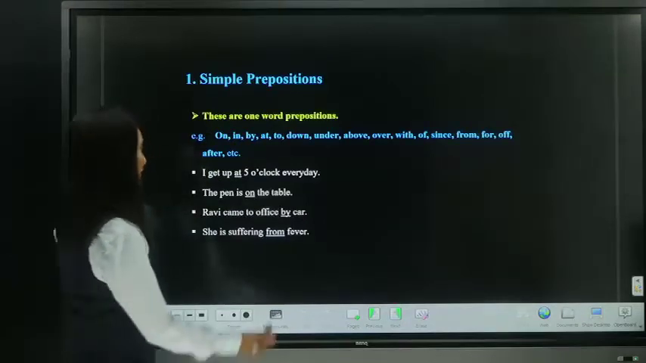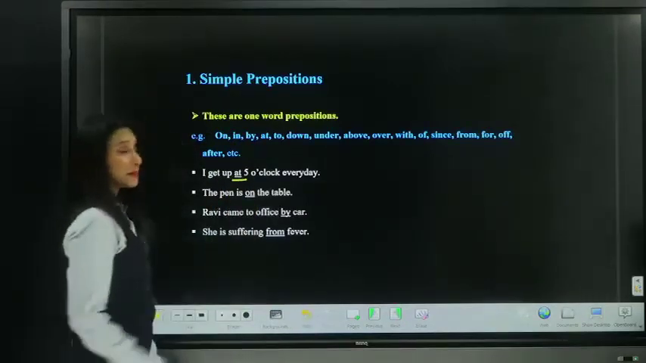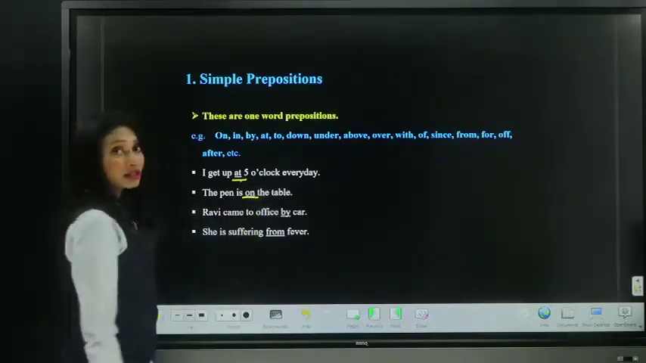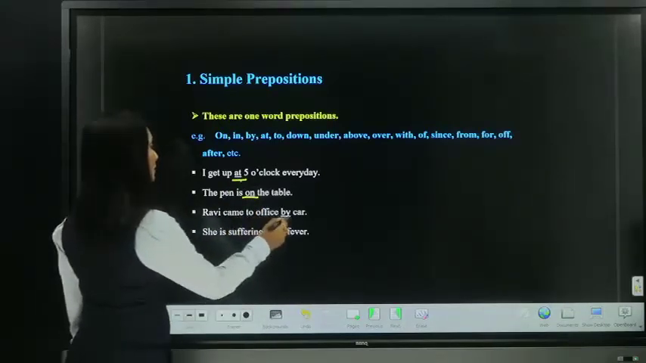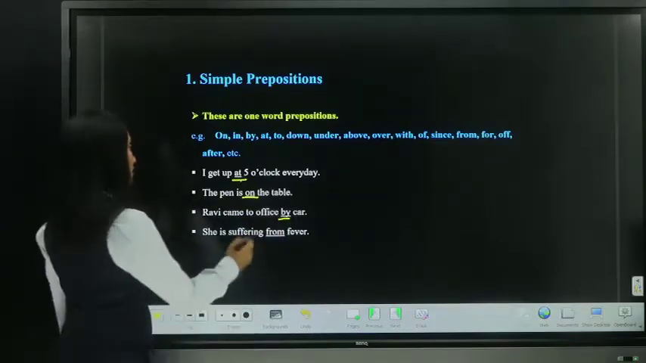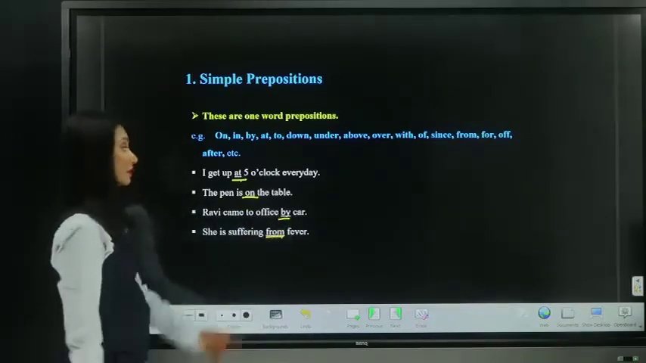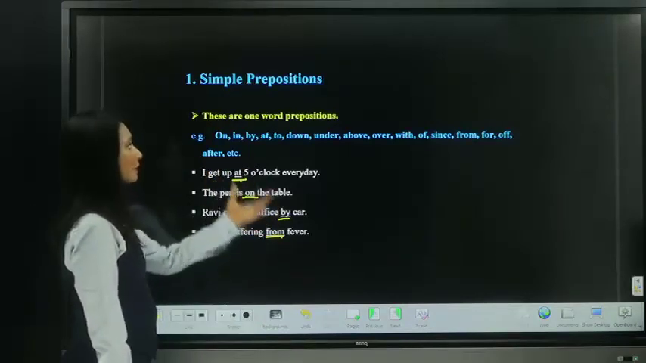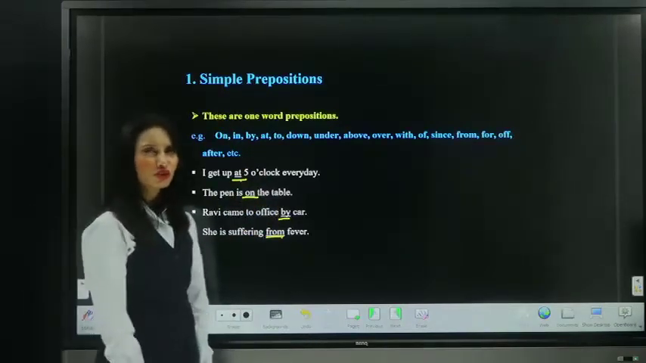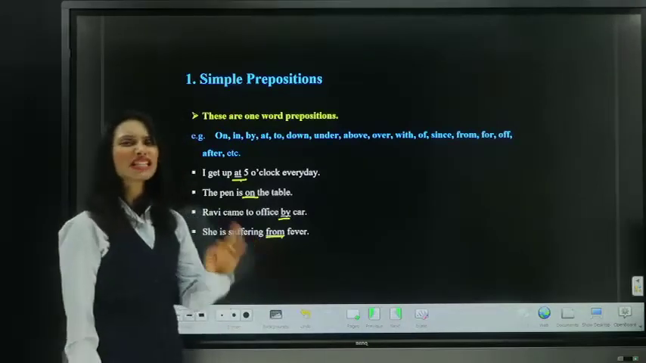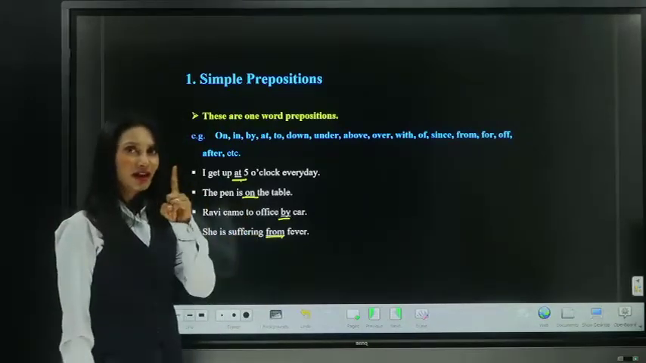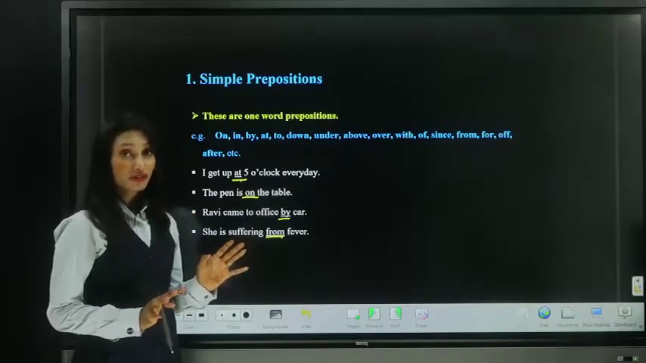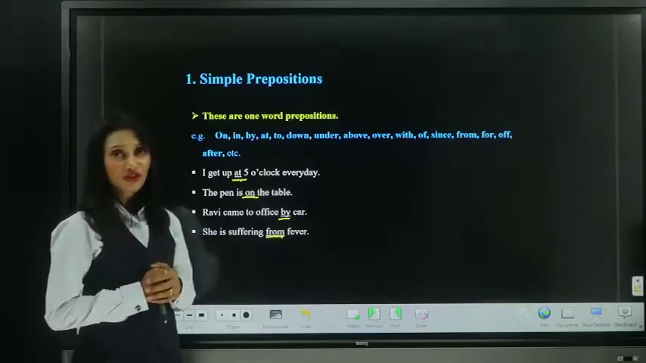For example, I get up at 5 o'clock every day. The pen is on the table. Ravi came to office by car. She is suffering from fever. At, on, by, from. These are examples of simple prepositions. So do remember, simple prepositions are simple in their structure. They are one word prepositions. So this is for your information. However, usage is what you have to focus on.